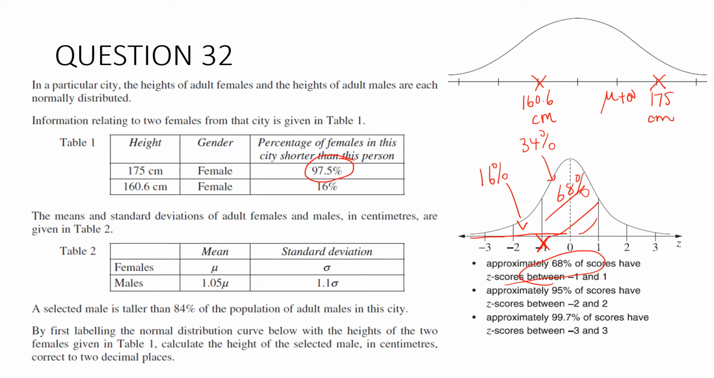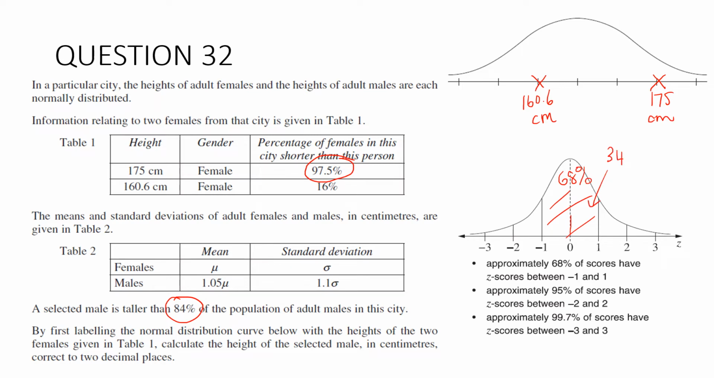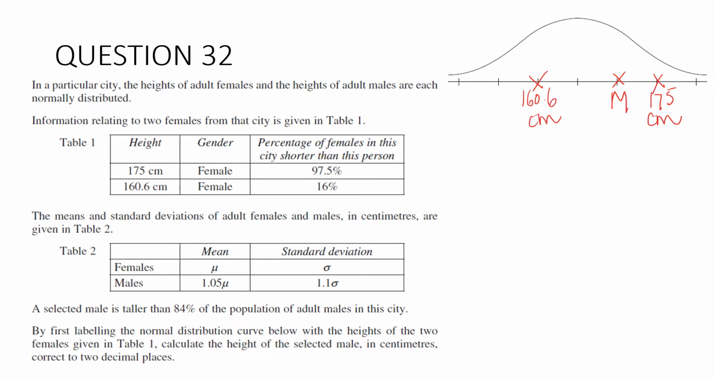All right, now finally, the male. Now, what is their number? 84%. Okay, so that's going to be above the mean, because to this point it's 50%. We've got 68% again, 34% in there. So 50 plus 34 is 84%. So the male is sitting there.